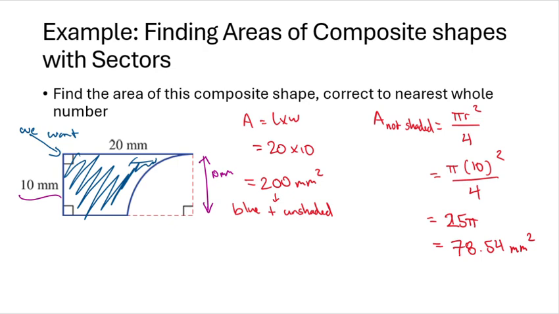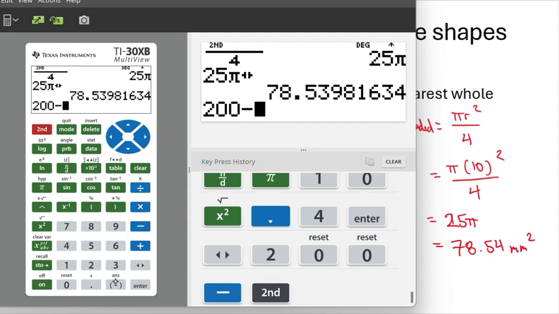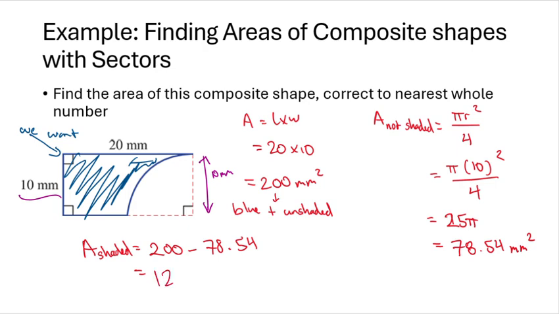Millimeters squared, just like that. So that's the area of the unshaded. Now to find the area of shaded, you would use the area of the rectangle minus the area of the non-shaded area, 78.54. And that would equal 121.46.